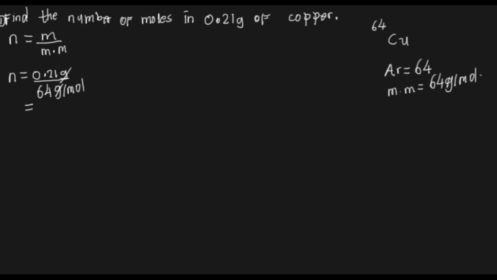So we can now divide 0.21 by 64. Then we have 0.003 moles, or 3.28 times 10 to the power negative 3. We can just use the decimal one, 0.003 moles. So this is how you can find the number of moles given the mass of an element. Now let's also have another example.